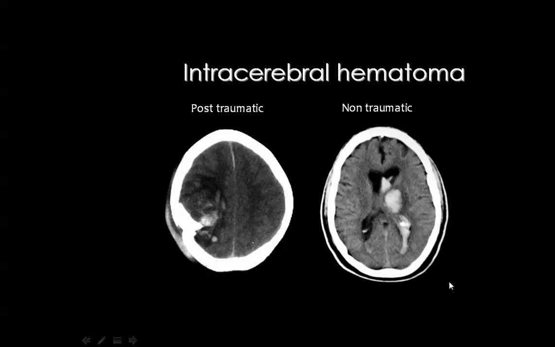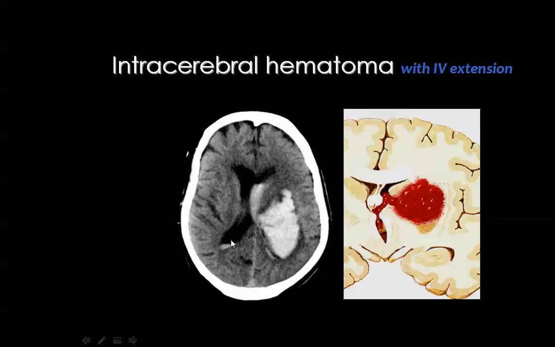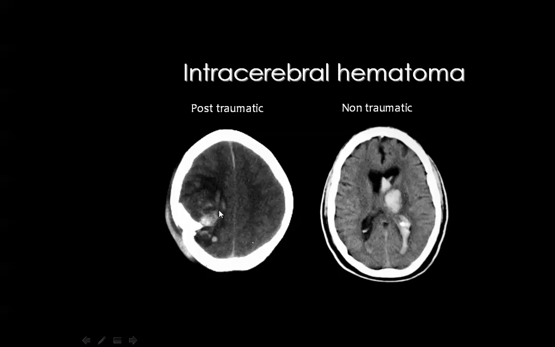Then we came to the intracerebral hematoma, and intracerebral hematoma may be post-traumatic, and at that time we call this a cerebral contusion. In this area, you see the fracture, and you see hemorrhagic foci surrounded by edema. This is known as brain contusion.